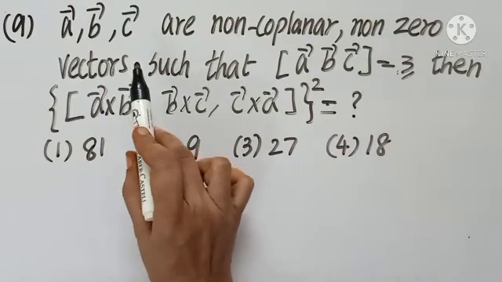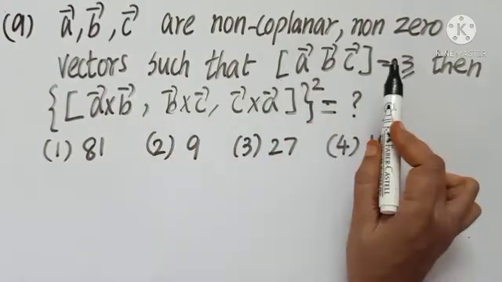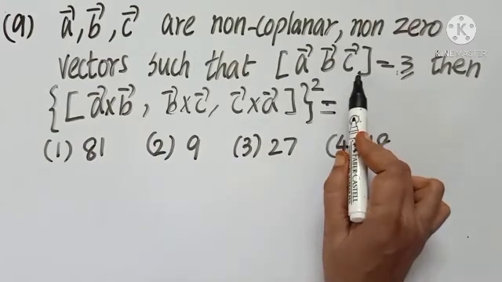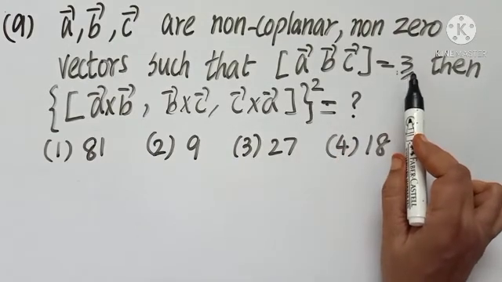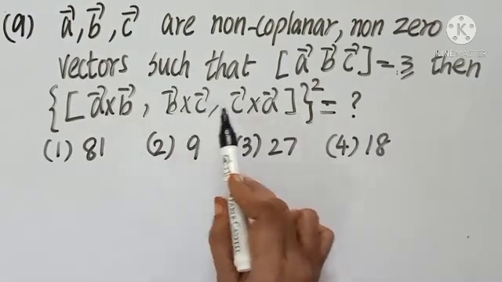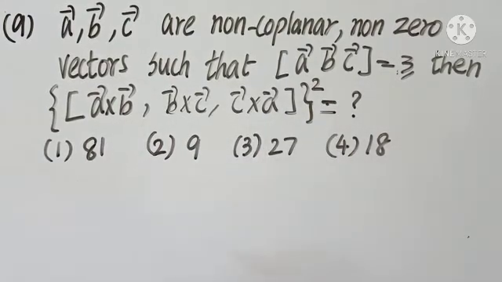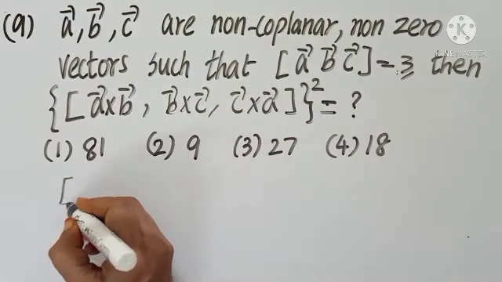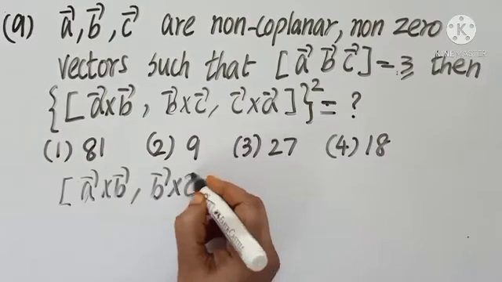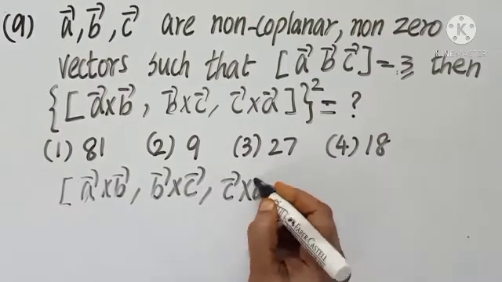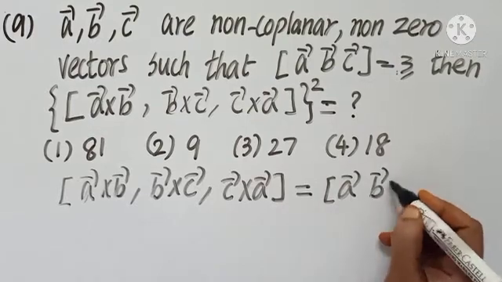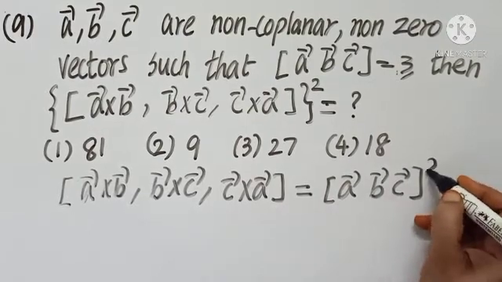A, B, C are non-coplanar, non-zero vectors such that box [A, B, C] is 3. We need to find [A cross B, B cross C, C cross A], the whole square. Let us recall the formula. The box product [A cross B, B cross C, C cross A] is the triple product [A, B, C], the whole square.